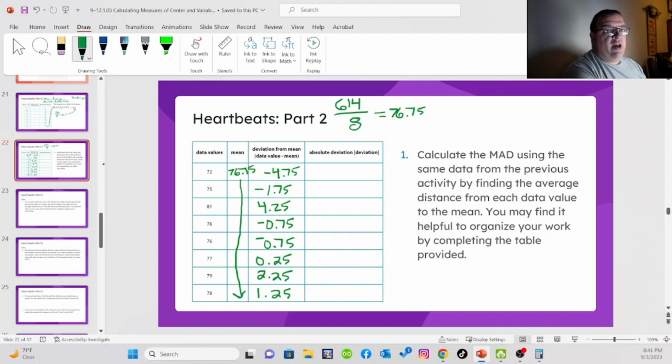Now that we've gotten all of our deviations from the mean, we now need to make them absolute deviations by making sure they're all positive. So negative 4.75 just becomes 4.75. Negative 1.75 just becomes 1.75. A positive number stays positive, and each negative becomes positive.